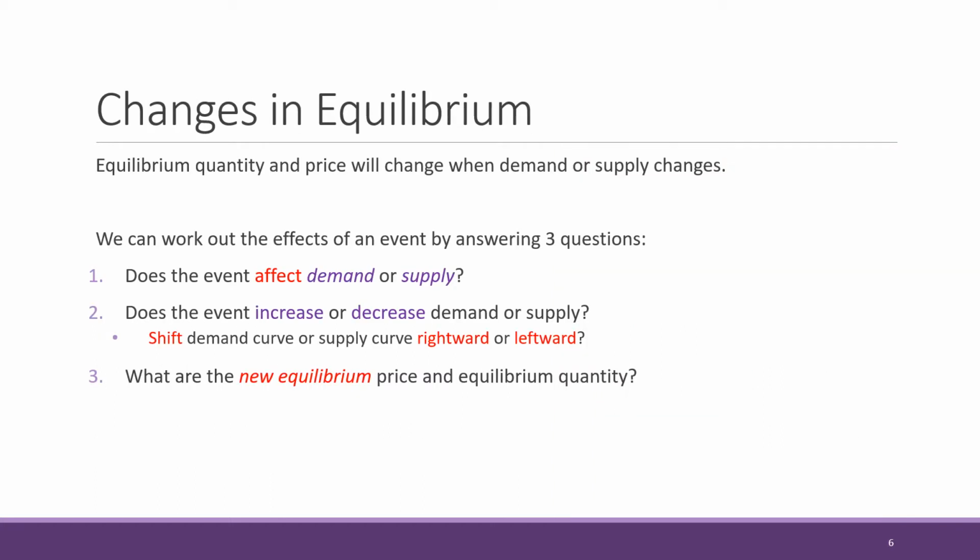Equilibrium quantity and price will change when demand or supply changes. We can work out the effects of an event by answering three questions. First, does the event affect demand or supply? Second, does the event increase or decrease demand or supply? Third, what are the new equilibrium price and equilibrium quantity?